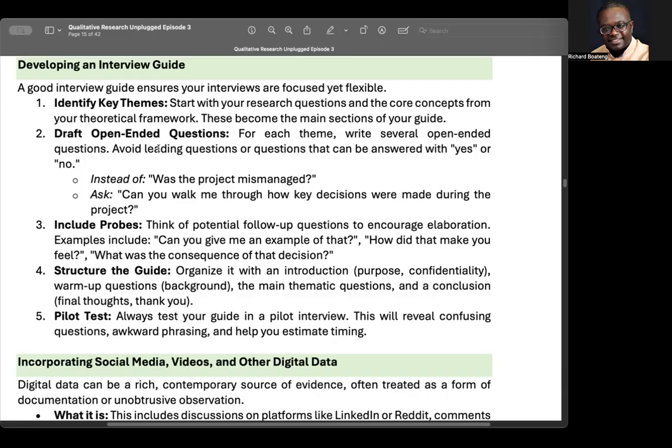And structure. Structure the guide logically. Usually an introduction, explaining the purpose, confidentiality, getting consent, maybe some easy warm-up questions, then the main thematic questions, and finally a conclusion, where you thank them and ask if they have any questions for you.